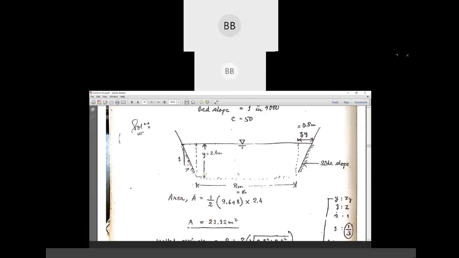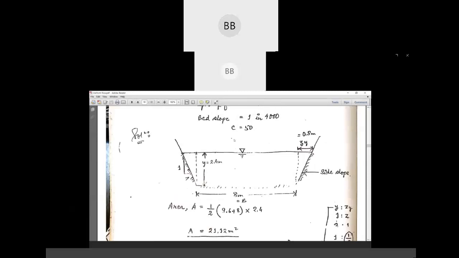Okay. See, in trapezoidal channel, we have to find out the top width also. Okay. And see, in rectangular channel, our bottom width and top width of the channel is same. Okay. But in trapezoidal channel, our bottom width and top width is not same. Okay. To find out the area, we have an equation: sum of the parallel sides, that is your bottom width and top width, divided by 2 multiplied by vertical distance, that is nothing but your depth of flow.